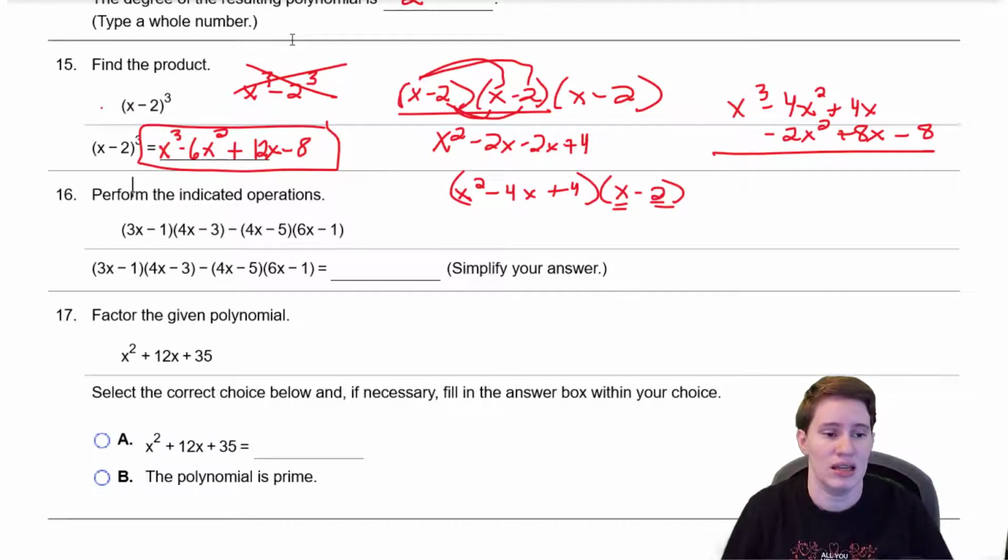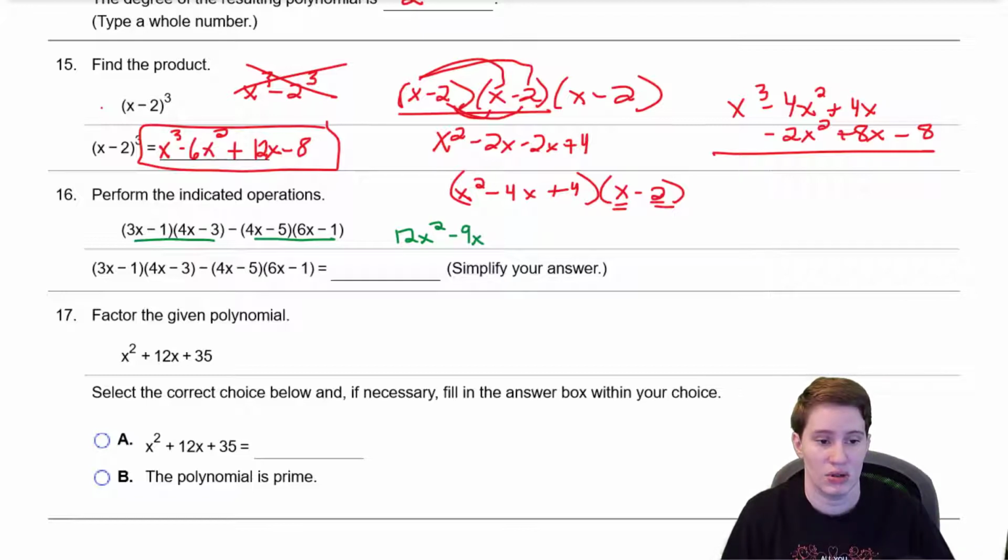Let's look at 16. We have two products that we need to address first. So we're going to FOIL here and FOIL here, and then our results need to be subtracted. So if I FOIL, 3x times 4x is 12x squared, 3x times negative 3 is negative 9x, negative 1 times 4x is negative 4x, and negative 1 times negative 3 is plus 3. So that's our first result.